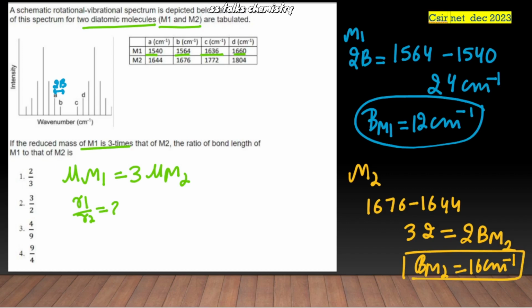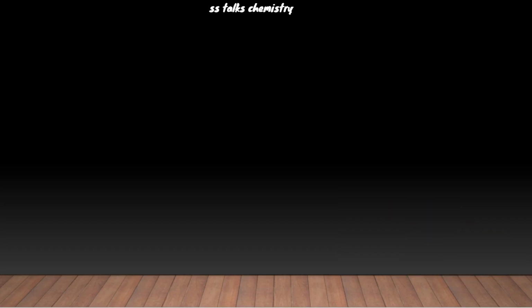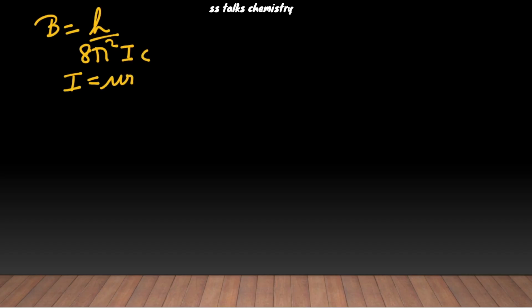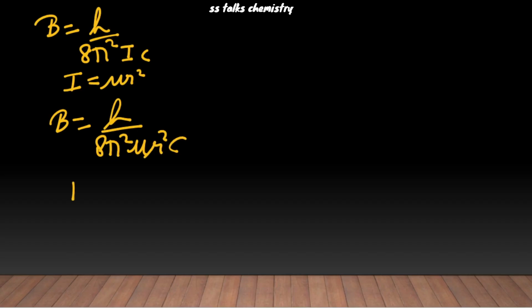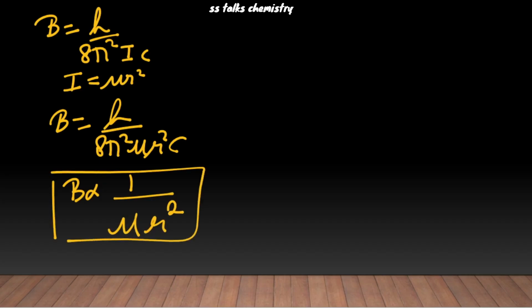The relation between the reduced masses is given, and we have to find the bond lengths. The B value, I know, is h upon 8 pi square into I c. The I value is mu r square. So the B value will be h upon 8 pi square into mu r square into c. So we can see B is inversely proportional to the reduced mass and the square of the bond length, that is r square, right?